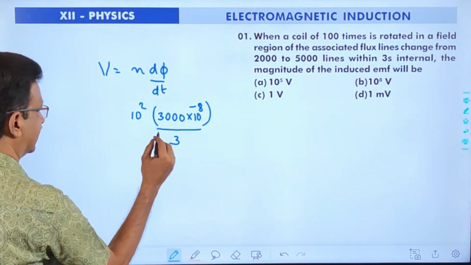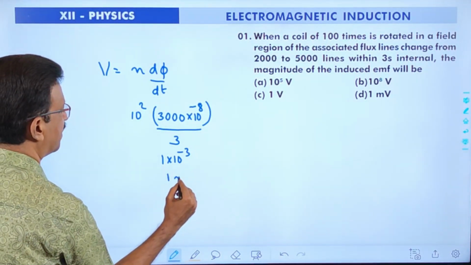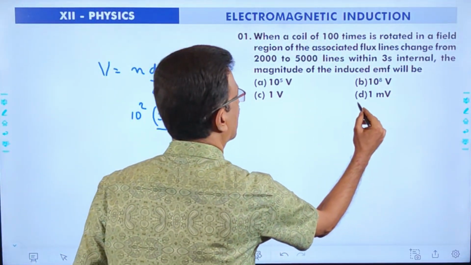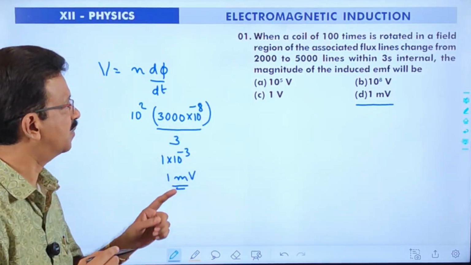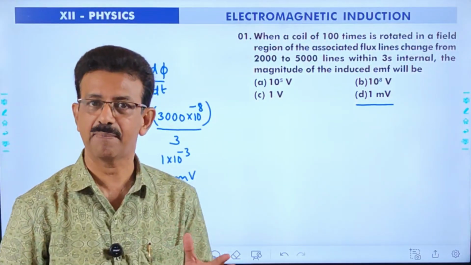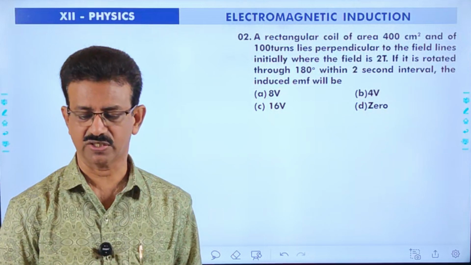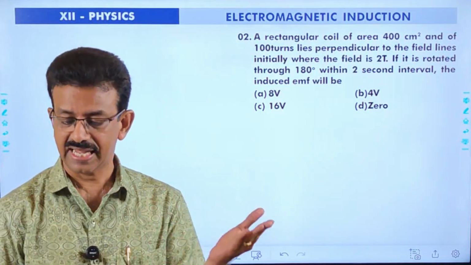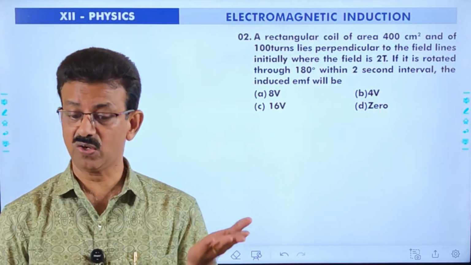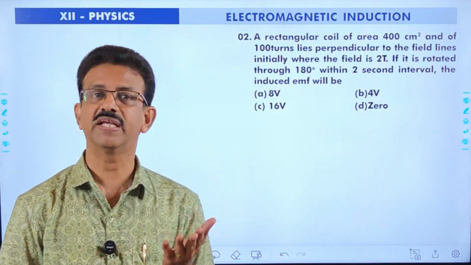This is the substitution. Then the answer is 1 into 10 raised to minus 3. That is 1 millivolt is the answer. That is D choice is the correct answer. This is one of the applications of Faraday's law of electromagnetic induction. The second question is also about Faraday's law. Rectangular coil, area is given, then 100 turns, rotating in a magnetic field of 2 Tesla in a field region, then rotated through 180 degree within 2-second interval.